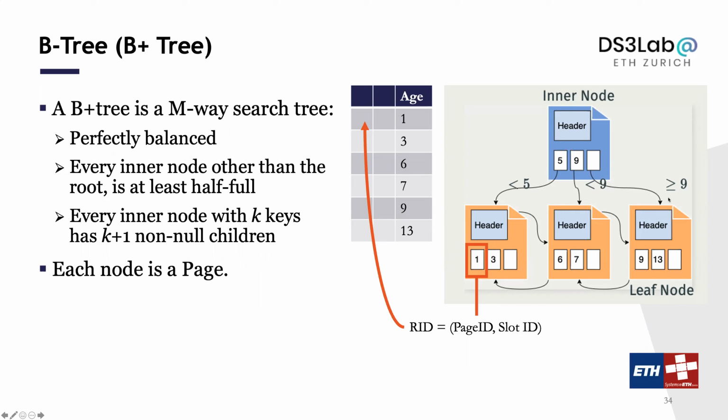So it's a multi-way search tree, very similar to a binary tree, but the key difference is that every single node is a page and contains a lot of keys that naturally partition the space. To make sure the tree is balanced, we need to make sure every single inner node is at least half full.